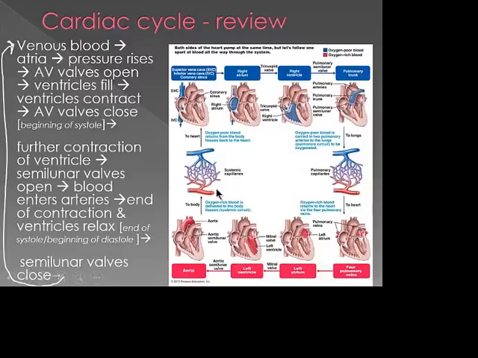So when the ventricles contract, which is the beginning of systole, you do not want the AV valves to remain open, because if they contract and the AV valves were open, blood would go back into the atria, which you don't want to happen. So at the beginning of systole, the AV valves will close. The pulmonary and aortic valves will open so that blood can go into the arteries.